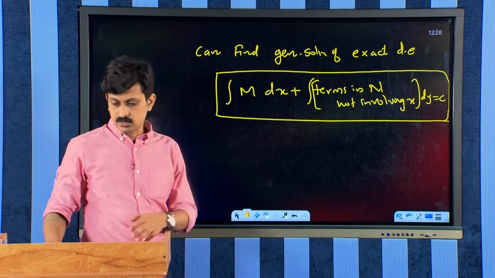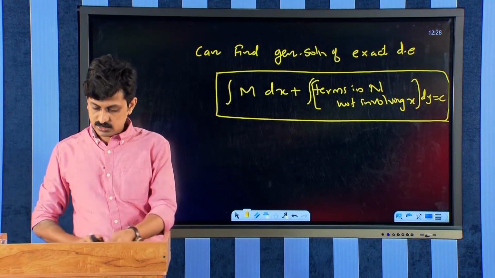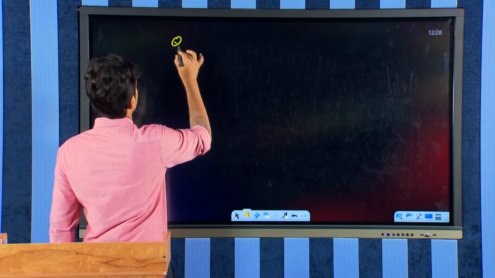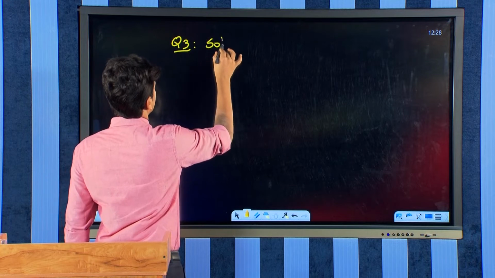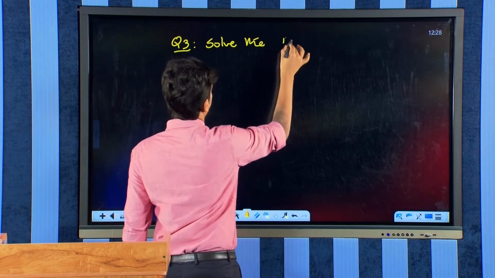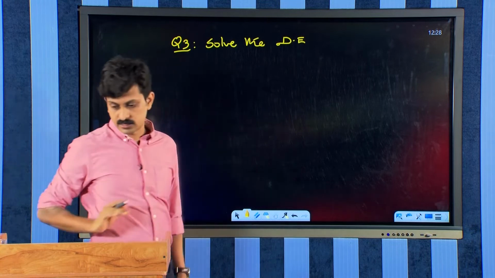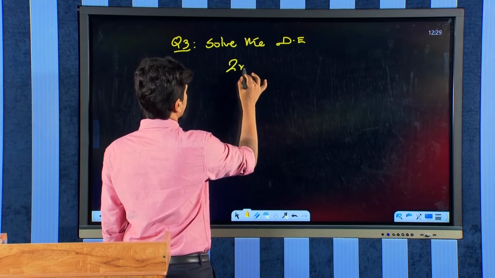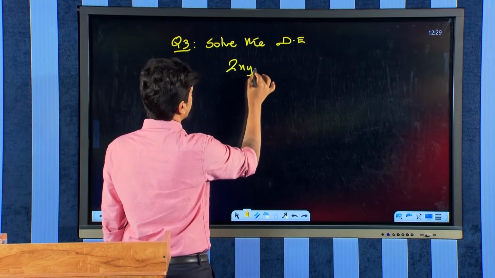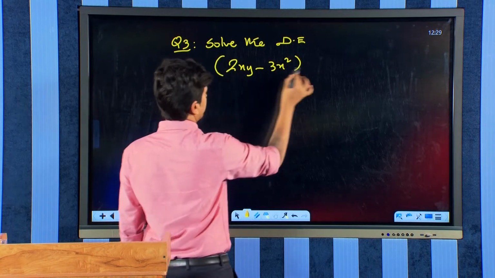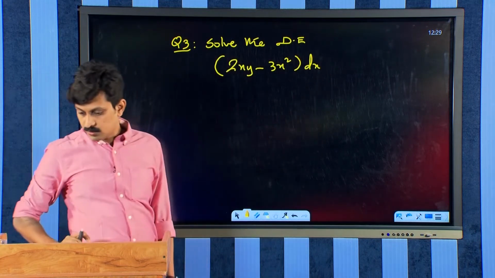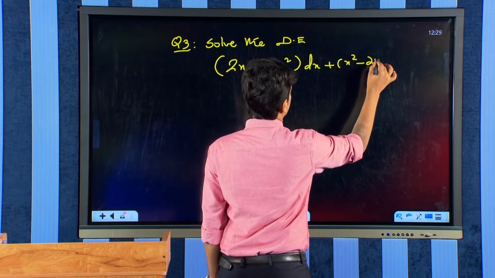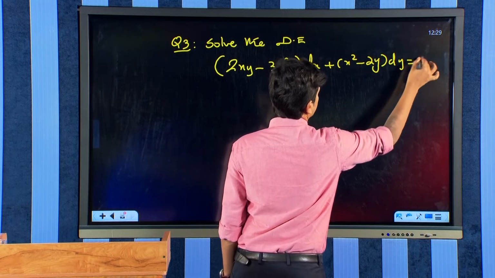In this question, we solve question number 3: solve the differential equation (2xy - 3x^2) dx + (x^2 - 2y) dy = 0.